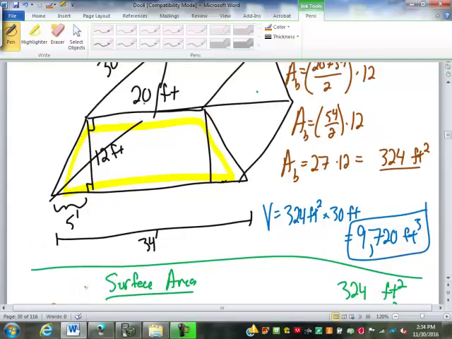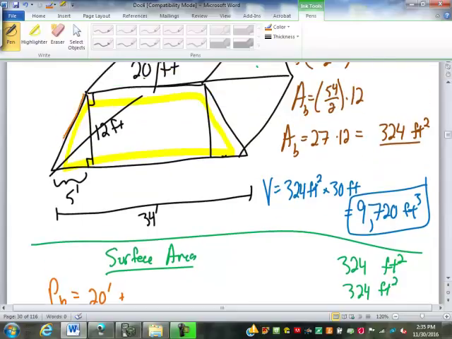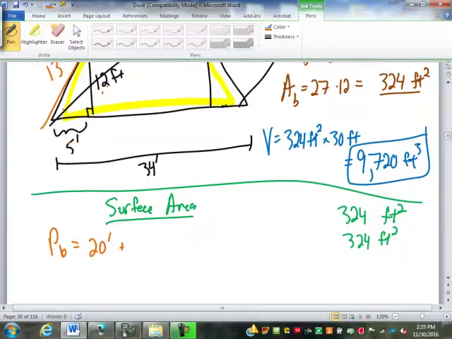Well, I have the 20 on top. I do not know this side here, but I can find it. I've got 5 and 12. If I do a squared plus b squared equals c squared, and I'm going to leave this up to you guys to do that on your own right now, that comes out to be 13 feet. The bottom then is 34.